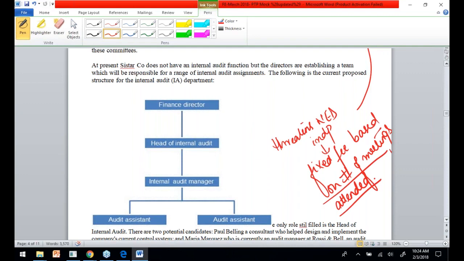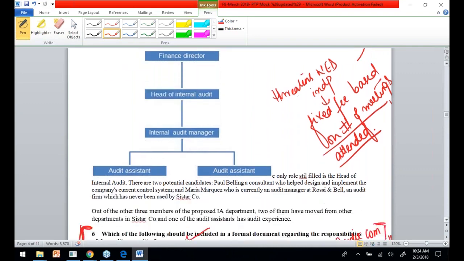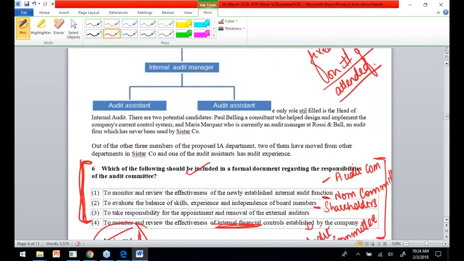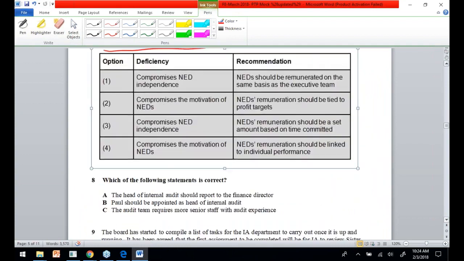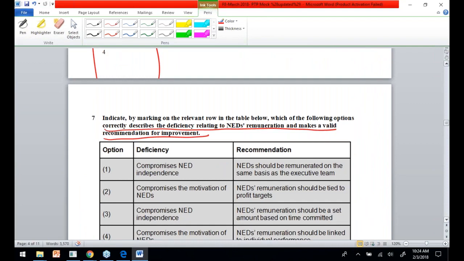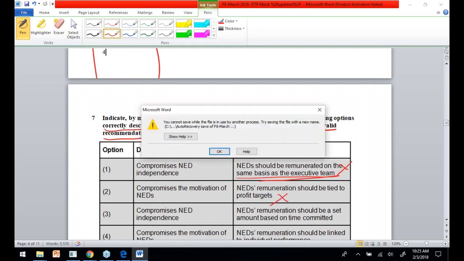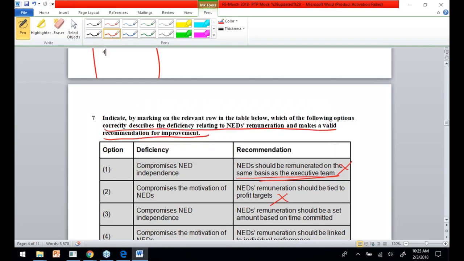Now let's get back to the question. Without looking at the options, we have tried to answer the question. Now let's look at the options. If you move further down. Hold on. All right. So we had to tick the row which correctly made a valid recommendation for improvement. Let's look at that. NEDs should be remunerated on the same basis as the executive team. This is incorrect. If they were paid on the same basis as the executive team, they wouldn't be independent. NED's remuneration should be tied to profit targets. This is incorrect as well. They are supposed to be paid based on the number of meetings attended.